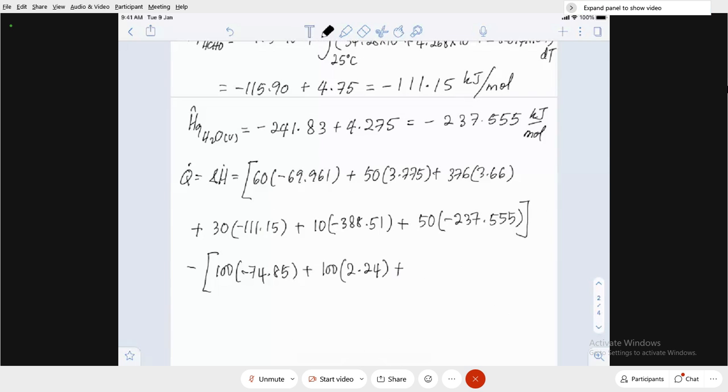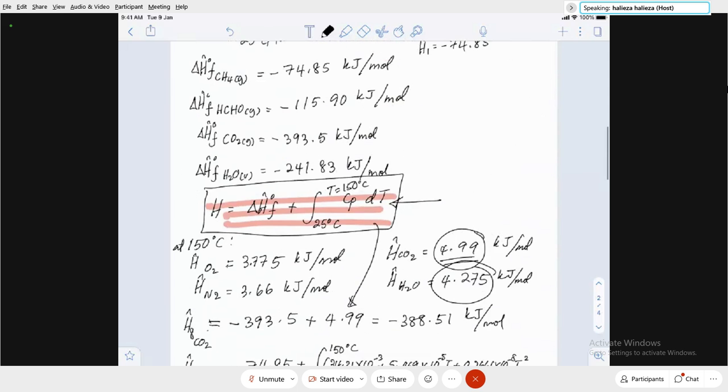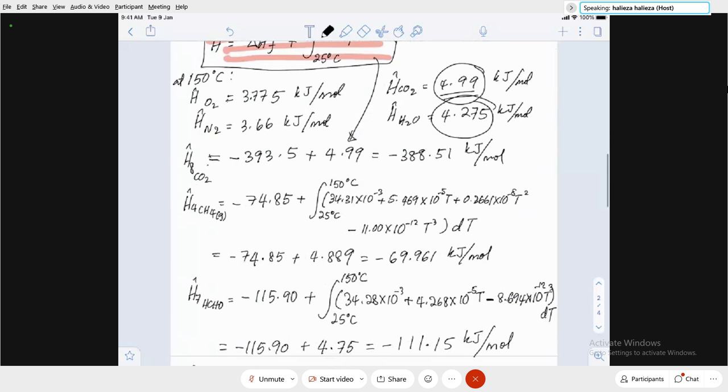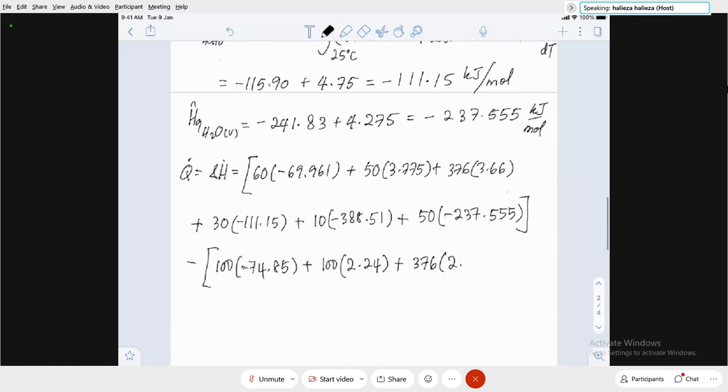Plus lastly, the amount of nitrogen and its enthalpy, 2.19. Okay, we completed the equation. So now just plug it in your calculator and see what is the amount of heat that is going to be released or absorbed.